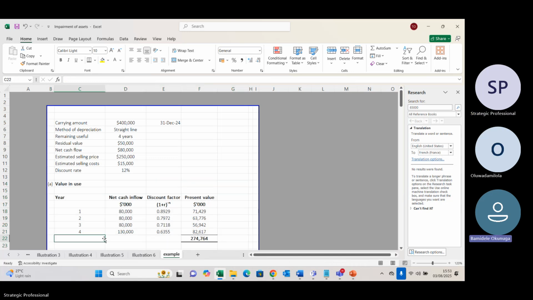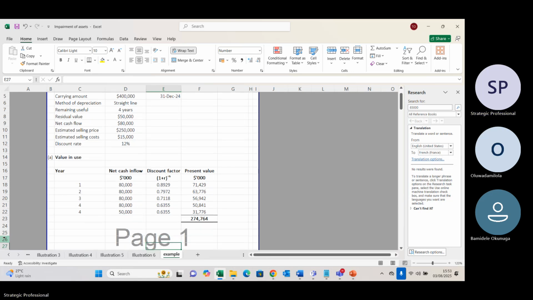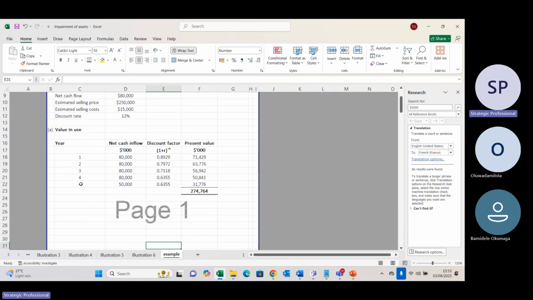Yes, but can we separate the amount into year 4, 80, and year 4, 50? That also works, but it will still be year 4. Yes, year 4, 80, 50. And same rates too. Yes. So this one.